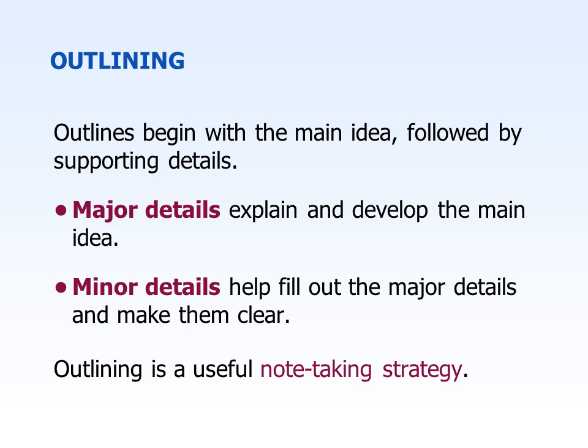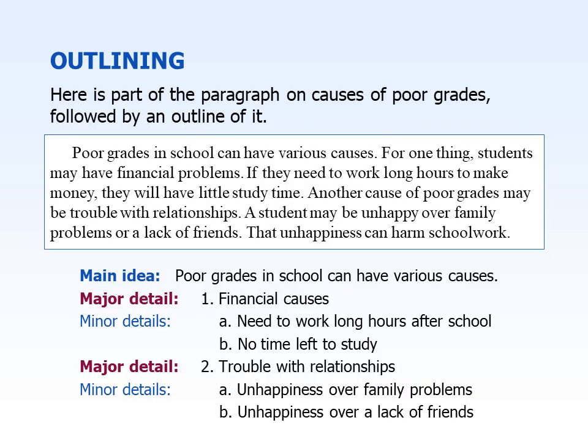If we go back to major details, they're going to be the ones like first, second, finally. Minor details are going to be, for example, for instance, such as, like, and then giving all the small little details that help explain the major detail. So if we look at this one again, the main idea: poor grades in school can have various causes. The first major detail is financial causes, and then we get into some of the minor details. The minor details are need to work long hours after school and no time left to study. The second major detail is trouble with relationships. Minor details would be unhappiness over family problems and unhappiness over a lack of friends.